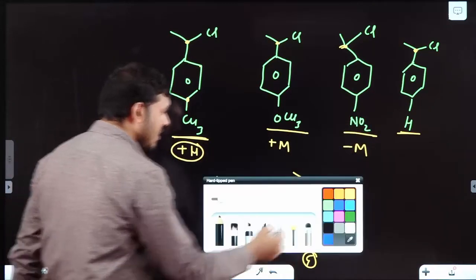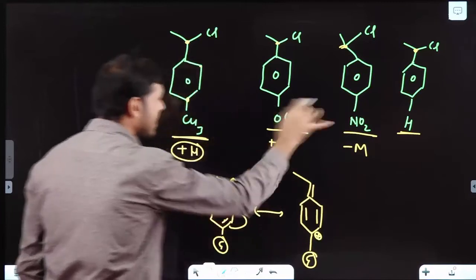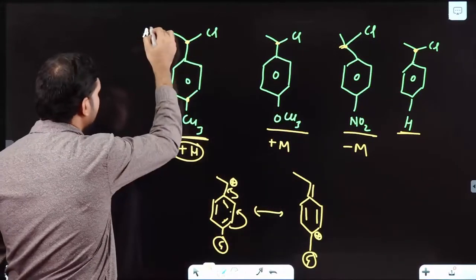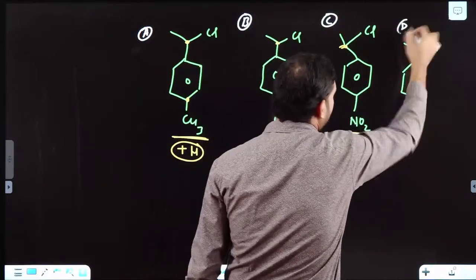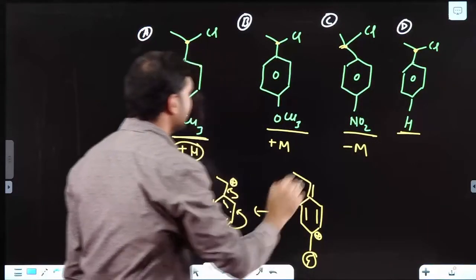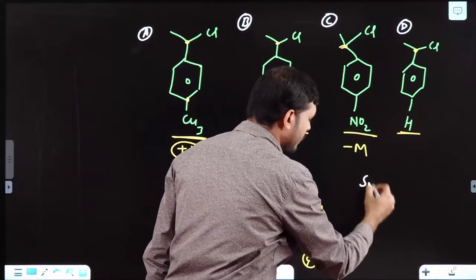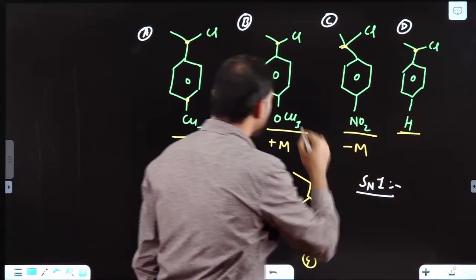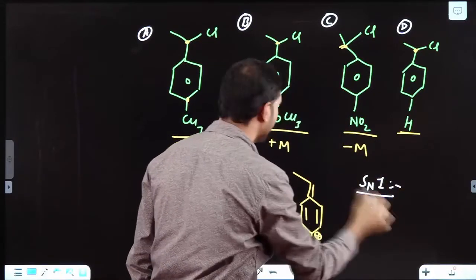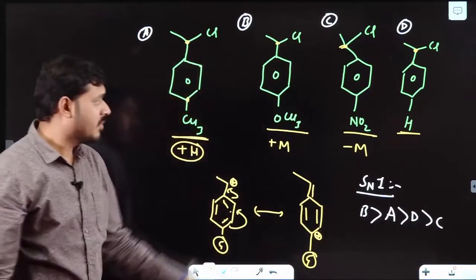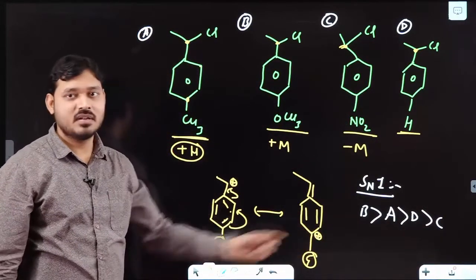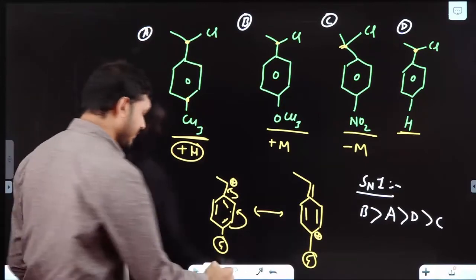So I can say the rate of reaction among these cases, suppose these are A, B, C and D, then the order of rate of SN1 in this: maximum will be B, then A, then D and then C. Okay, because this NO2 will make it unstable. Clear to you? Okay.